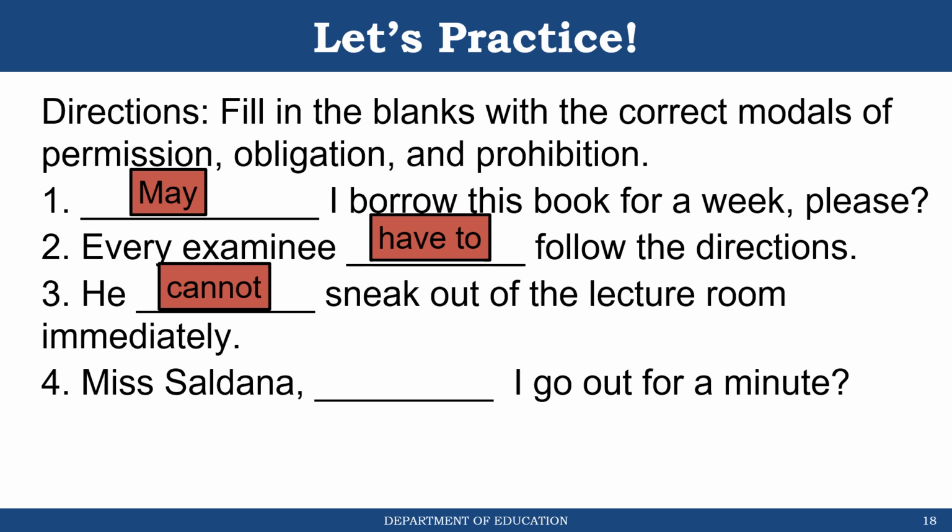Now let's proceed to sentence 4. Miss Saldana, blank, I go out for a minute. What is your answer? The speaker is asking Miss Saldana to go out for a minute. So meaning, the speaker is asking permission.